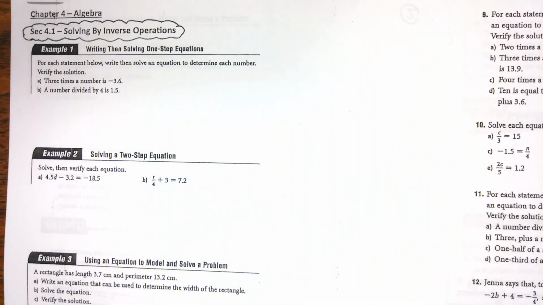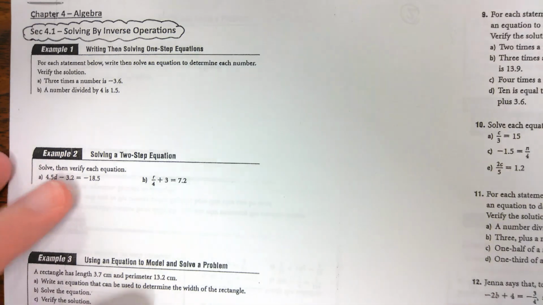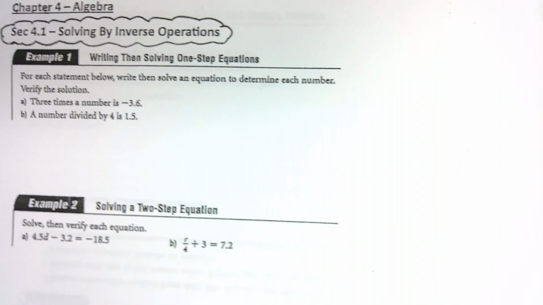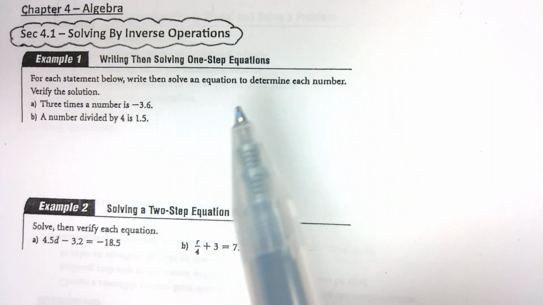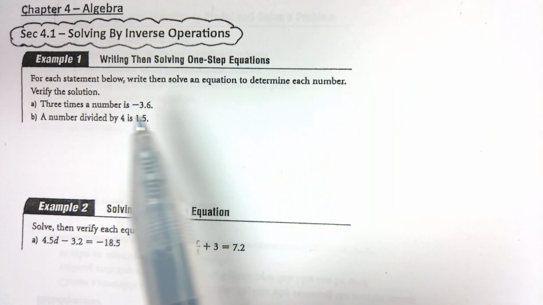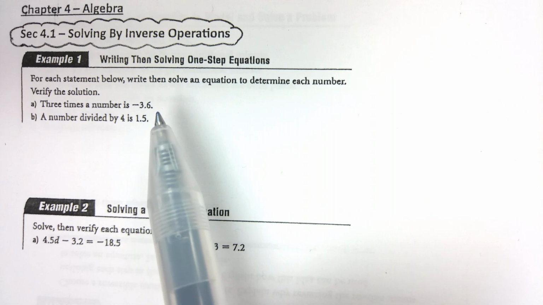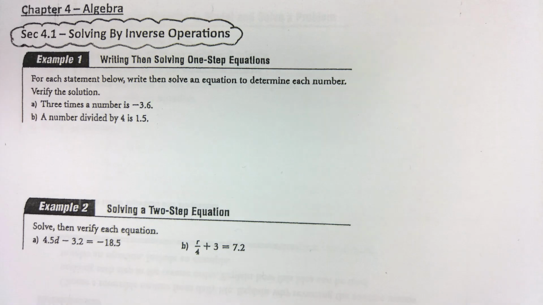Now that we know what polynomials and terms are, we are going to start doing algebra, solving for algebra. Okay. So example 1 right here, you have it on your sheet as well. For each statement below, write then solve an equation, determine each number. 3 times a number is negative 3.6. So can you translate this sentence into a math equation for me?